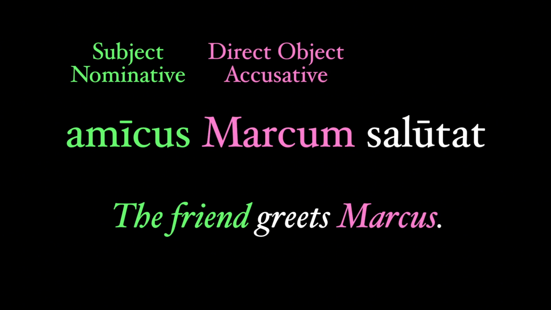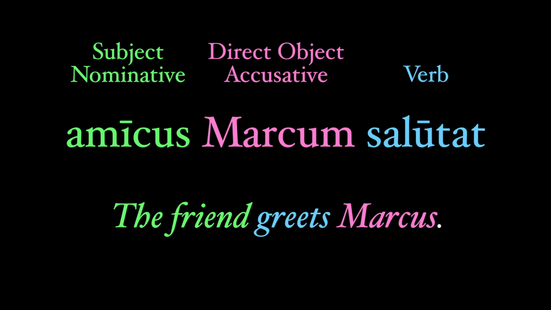Let's start out with a basic sentence in Latin. Amicus Marcum salutat. The friend greets Marcus. We have our subject, amicus, in the nominative case, and you can tell that because of the -us ending. While the direct object, Marcum, the word that receives the action, is in the accusative case. And finally, the verb, the action, comes at the end of the sentence, as tends to happen in Latin.